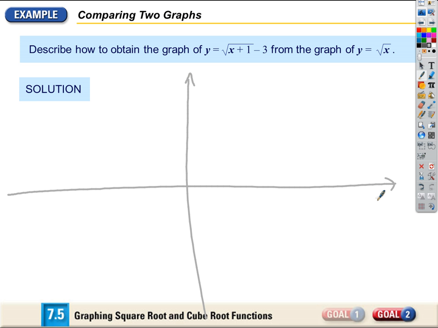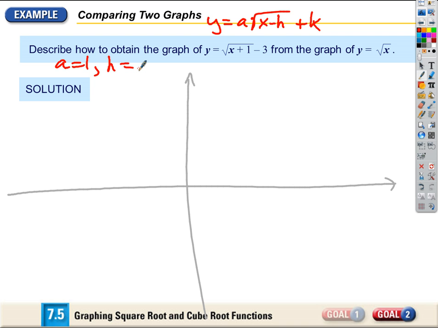So first of all, let's establish what all the numbers are here. We just got to know what a is, and what h is, and what k is. So let's write down, this is a square root function, right? So we're going to compare it to a times the square root of x minus h plus k. What's our a? 1. Everybody see that? Okay. So a equals 1.